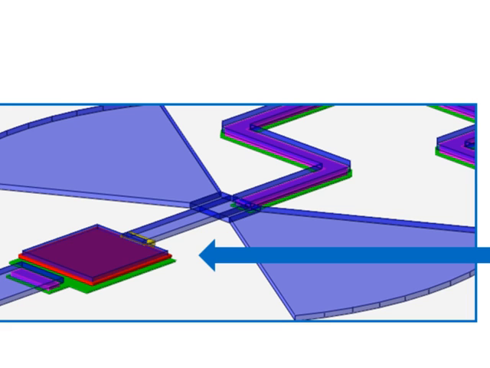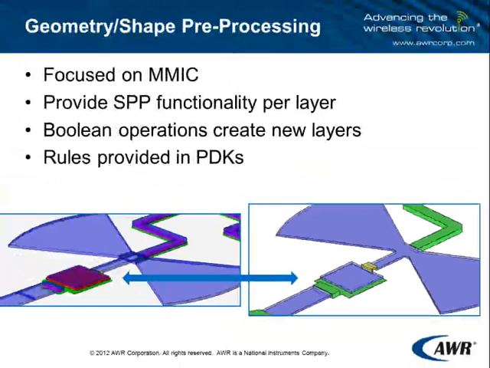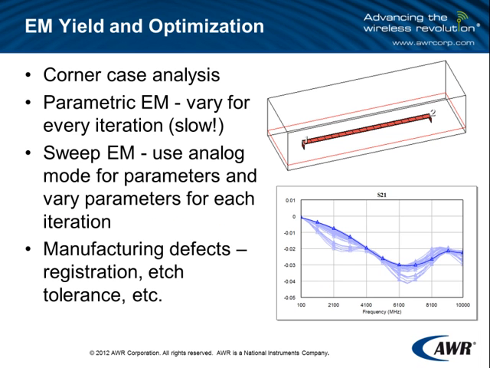Unfortunately, it creates a lot of meshes. In shape preprocessing, we simplify the shapes, fewer meshes, and you're going to get virtually the same EM result. In the new version of the software, we have enhanced this capability quite a bit. We now have the capability of having you, the designer, write your own shape preprocessing rules, and these rules can even be included in libraries and PDKs, so they're available for you automatically.